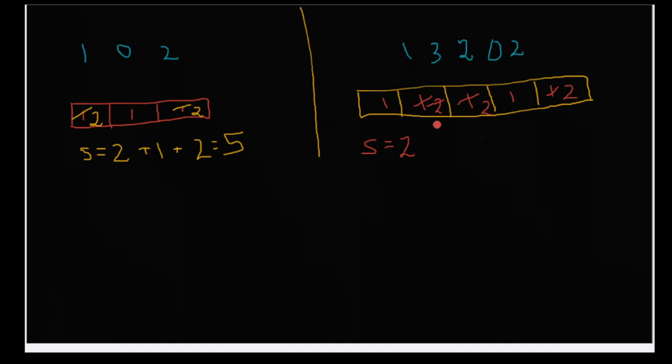So 3 should come here. Is 1 greater? No, 1 is not greater. So the number of candies required is now 2 plus 1 plus 1. Okay, let me write this. Plus 1, plus 2, plus 3 and plus 1. So we have 4, 5, 6, 7, 8, 9. So 9 candies are required.